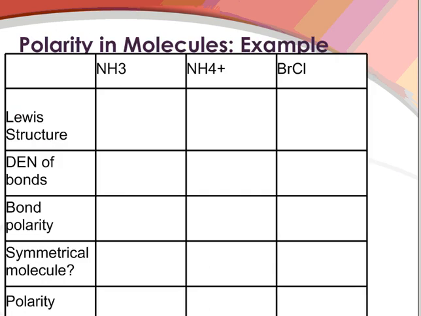All right, so we're going to do the first column here, and you are going to try the last 2 columns on your own. So, the polarity in molecules. The Lewis structure of NH3: if you follow all your Lewis structure diagrams and your VSEPR shapes and all that, you're going to know that ammonia has a Lewis structure that looks like that.